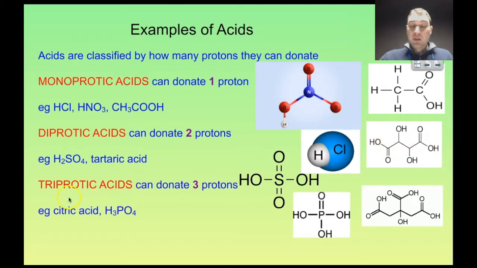If we look at triprotic acids, so tri means 3, so they can donate 3 protons. So let's have a look at an example. We've got citric acid over here. So citric acid is a tricarboxylic acid. There's 3 carboxylic acid groups there. So this hydrogen, this hydrogen, and this hydrogen, those 3 break off, and that makes it triprotic.